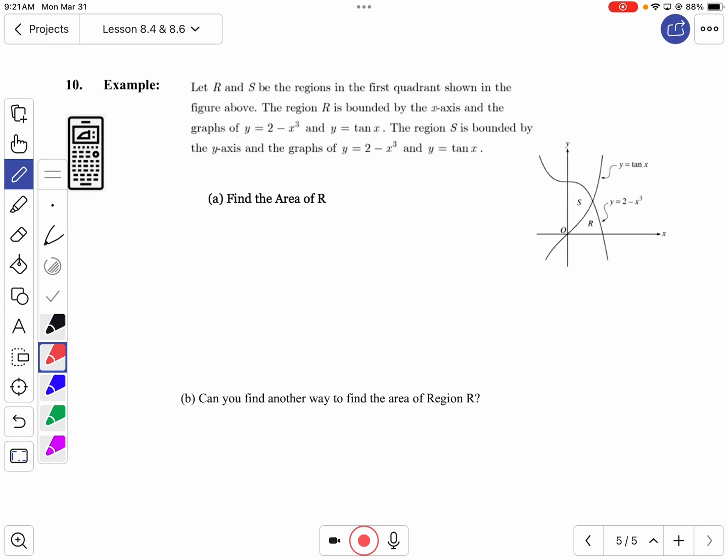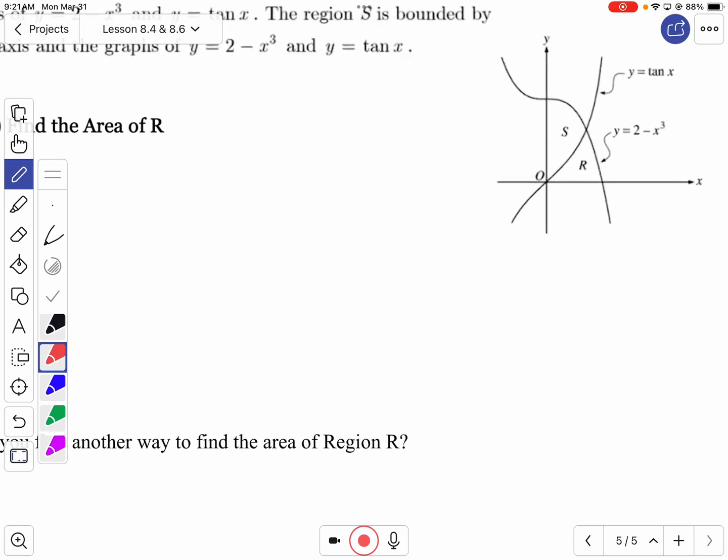Anything weird about this one? Since you said it, we're gonna say yes. Tell me one thing we're gonna have to know for sure. Where R and S intersect, where tan and 2 minus x cubed intersect. Use your calculator, get that bad boy. Did you get 0.902?